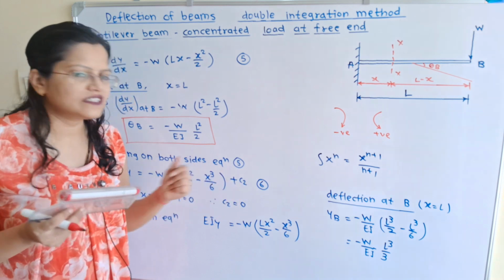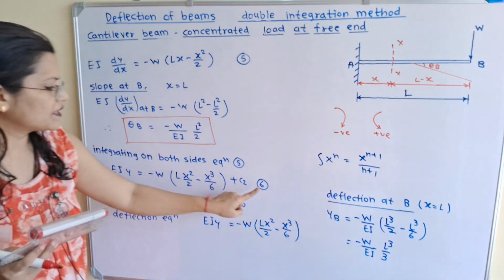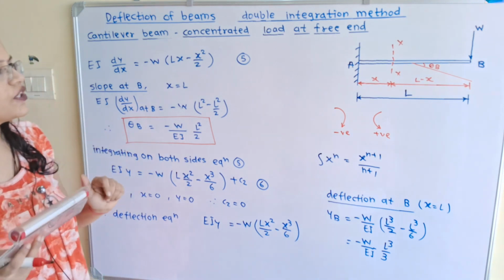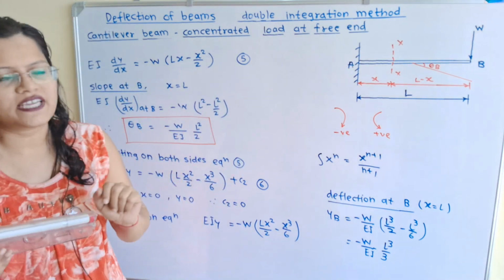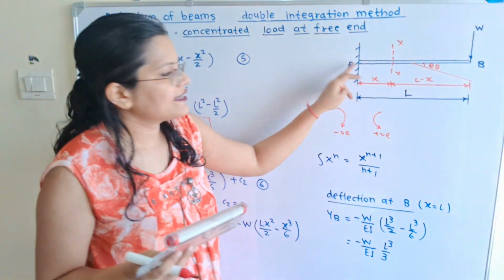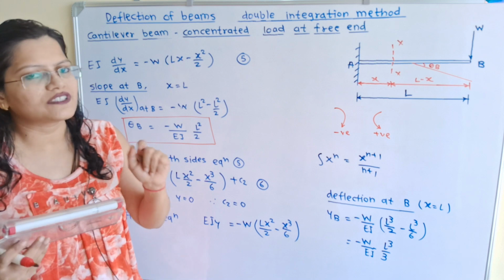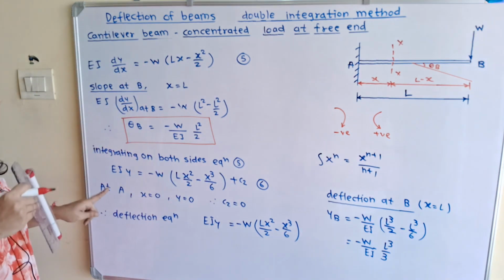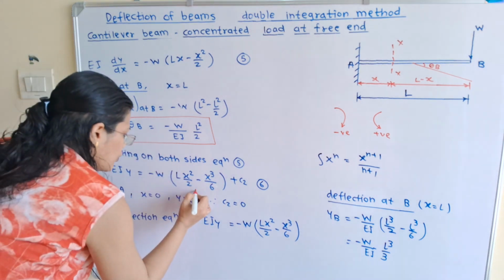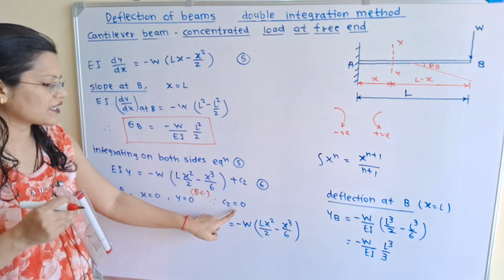Now how to find out this C2? So we will apply boundary conditions. If we observe, this is the equation number 6, this y is nothing but the deflection. Now if we observe at end A, it is the fixed end. So suppose there is the deflection of this beam AB, then at end A deflection is 0 and the value of x is also equal to 0 because it is the fixed end. So we will put the boundary conditions. At end A, x is equal to 0 and y is also equal to 0. So these boundary conditions when we put in this equation, then we get C2 is equal to 0.